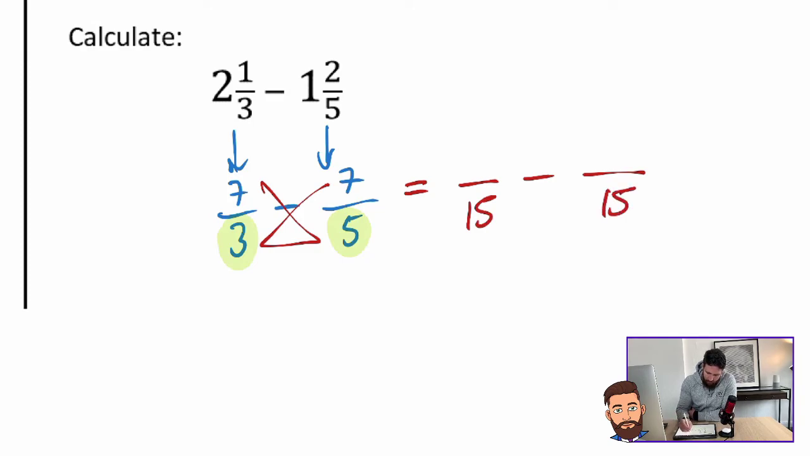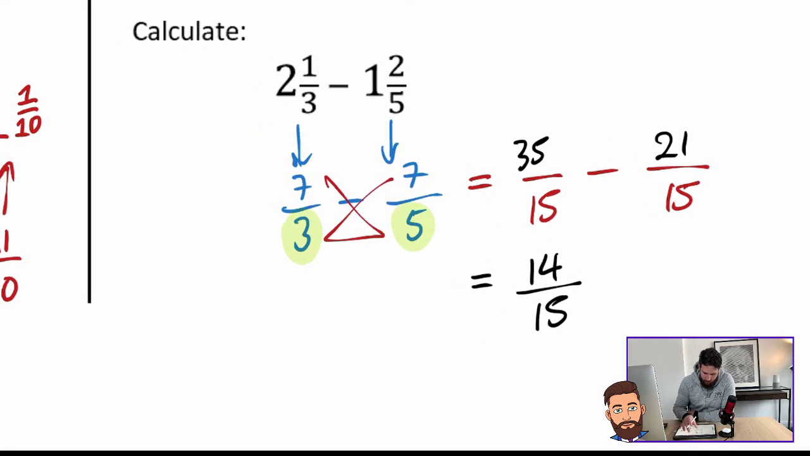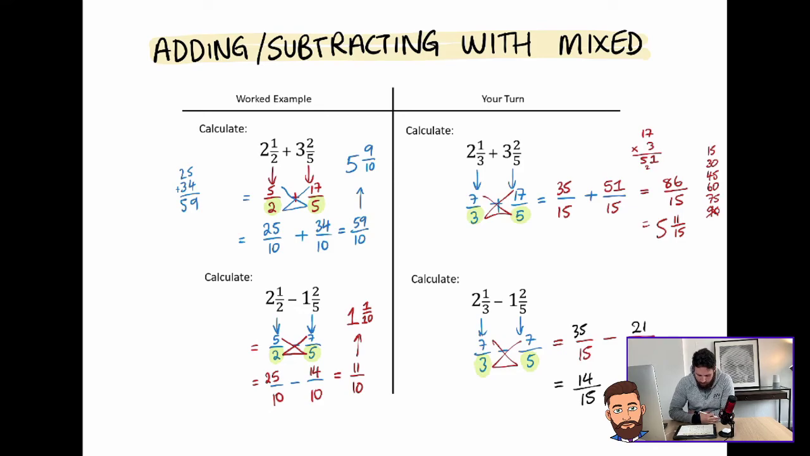With 7 times 5 is 35 here. And 7 times 3 is 21 here. Now we can subtract these. 35 minus 21 would give you 14 over 15, which cannot be simplified, nor is it top heavy. So hopefully you managed to get those.